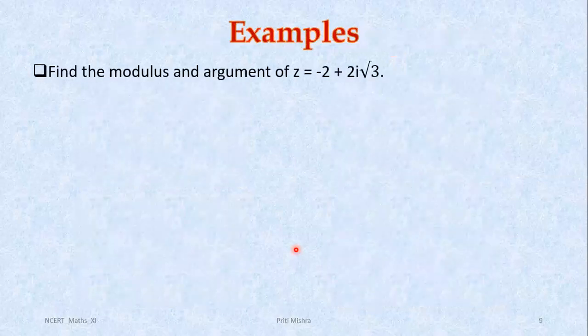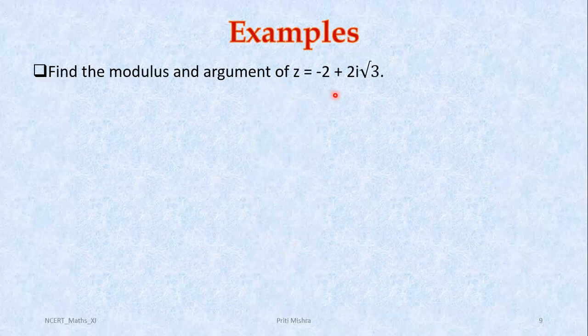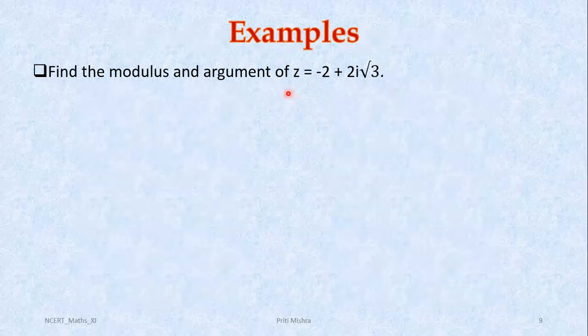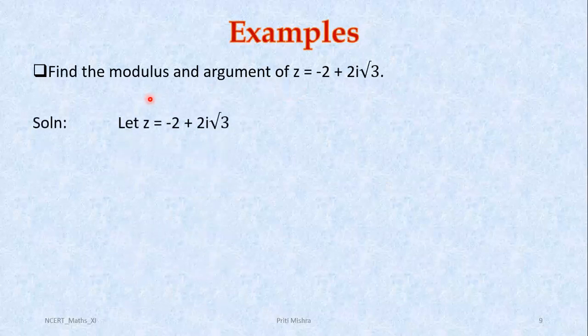Now let's have some examples. So first question: find the modulus and argument of the complex number z equals minus 2 plus 2i root 3. So z is equal to -2 plus 2i root 3. Here we are having real part -2 and imaginary part 2 root 3.